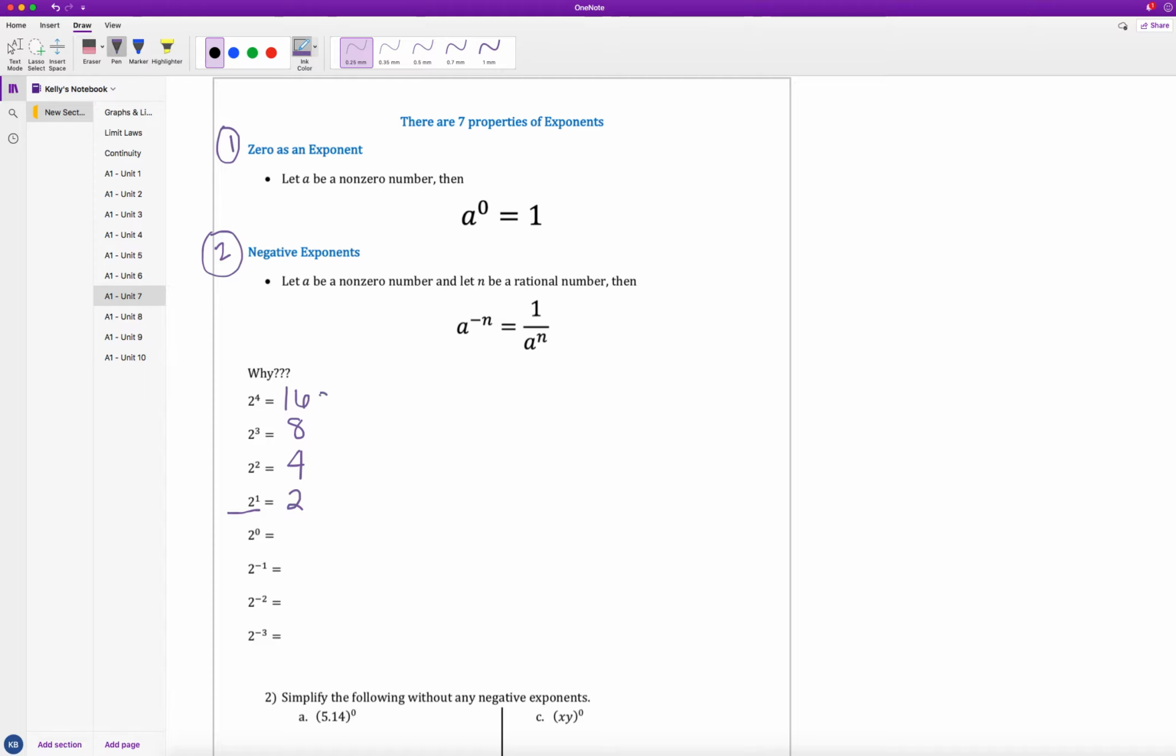But on the other end, if I think about how I'm moving down this chain, to get from 16 to 8, what I had to do was I divided by 2.